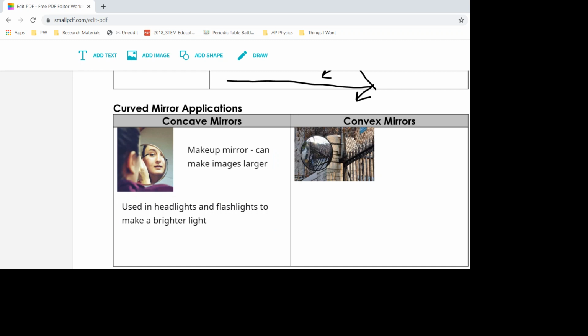And convex mirrors, since these diverge, that means that you're able to see a wider swath of image. So that almost looks like it's on a prison. If you've ever been in ISS, we have several of these mirrors across the room so that we're able to see more of what's happening.